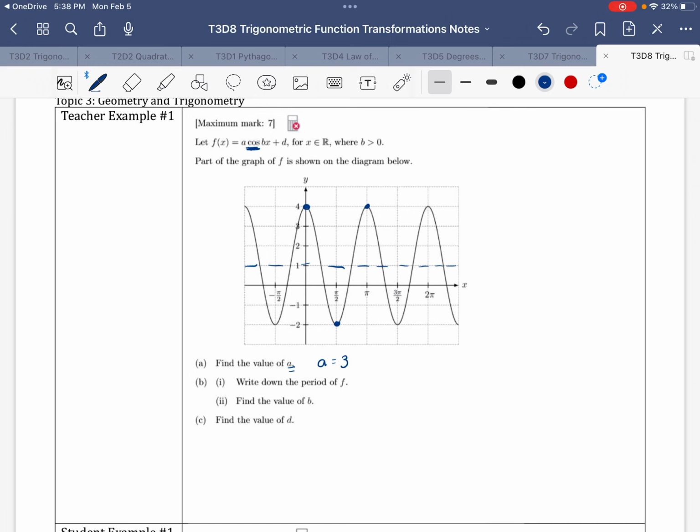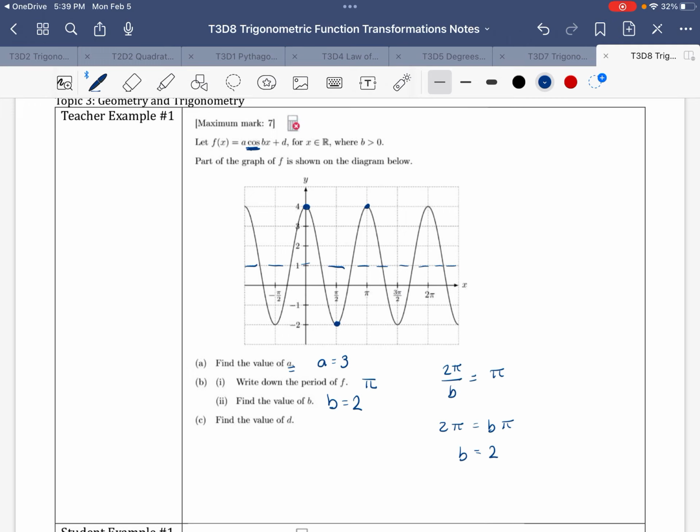We already talked about the period being pi because it goes down and then up, and then that pattern repeats again every pi. So the period is pi. In order to find the value of B, we know that 2 pi over B is equal to our period, which in this case is just pi. So I can multiply B over 2 pi equals B pi, and then B has to equal 2.